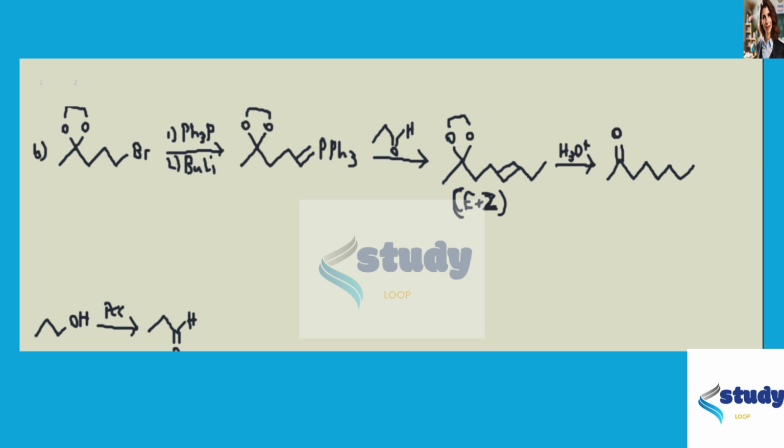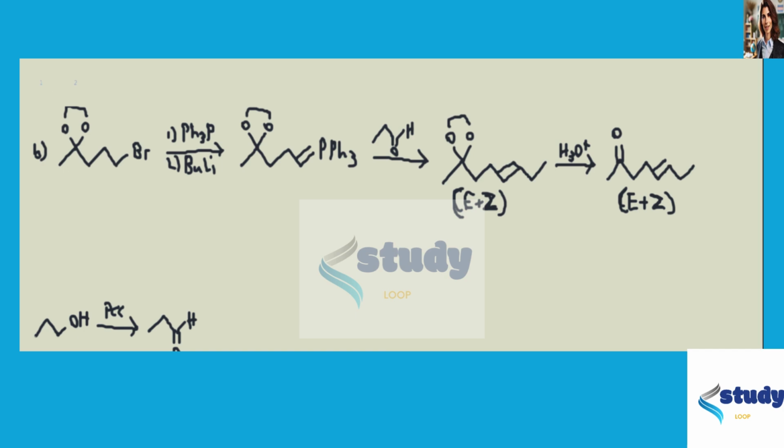Okay, and so now we have our ketone, and we have our double bond here. Okay, and the problem tells us that this final product is going to be an E and Z mixture. And so using this route that I've outlined here, this would be an E and Z mixture, but that's fine because that's what the problem calls for.